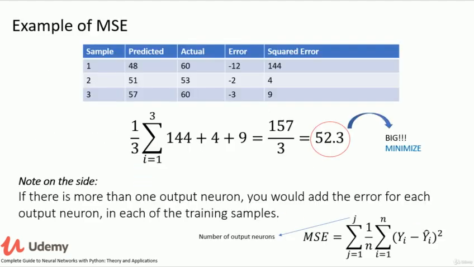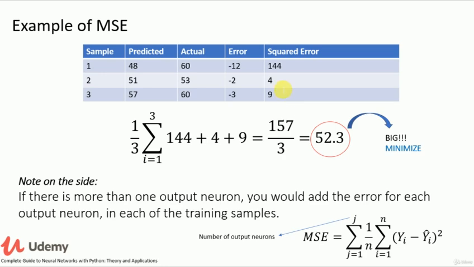Before we end this video, let's look at one example of how to calculate the mean squared error. Let's say that you have three samples, and this is the result that you got from your neural network. These are the prediction results, and these are the actual results that you have. Now this is the error. You simply subtract these two from each other. So 48 minus 60, you get negative 12. 51 minus 53, you get negative 2. And 57 minus 60, you get negative 3. If you square these up, negative 12 squared is 144, negative 2 squared is 4, and negative 3 squared is 9.